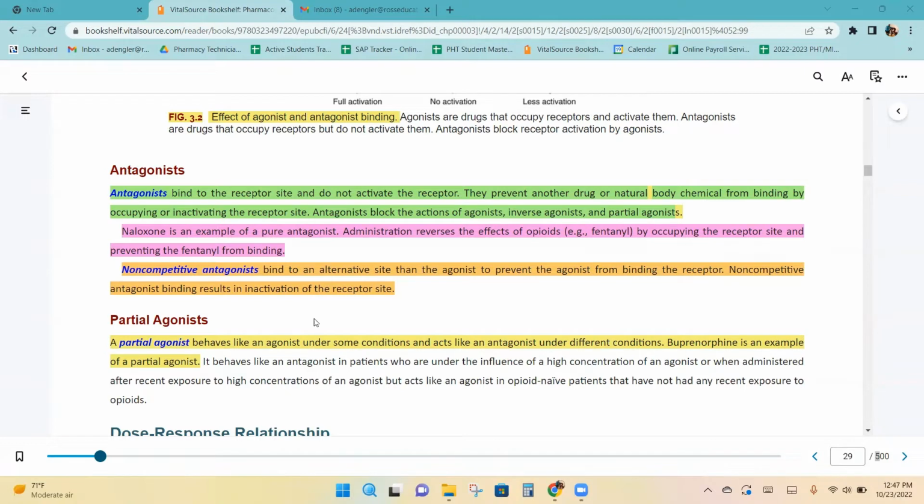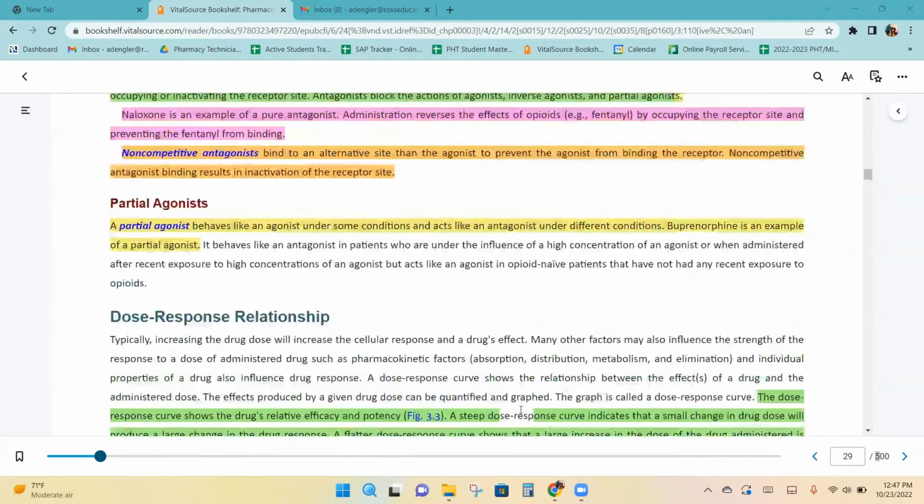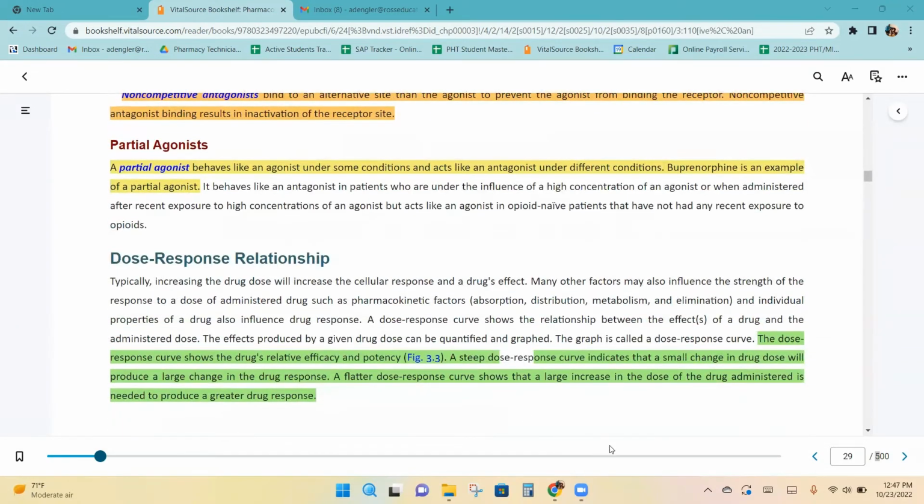Non-competitive antagonists bind to an alternative site than the agonist to prevent the agonist from binding the receptor. Non-competitive antagonist binding results in inactivation of the receptor site. A partial agonist behaves like an agonist under some conditions and acts like an antagonist under different conditions. Buprenorphine is an example of a partial agonist.